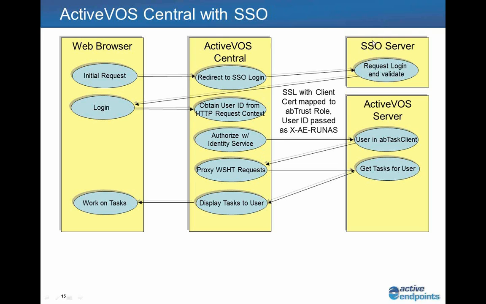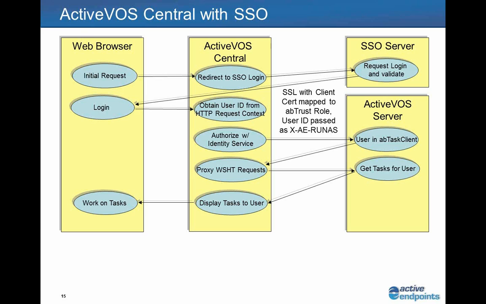With the single sign-on server, there's this new party. When there's a redirect to the single sign-on, I didn't show all the steps here, but it validates the right person with the login. Then all that ActiveVOS Central knows is essentially the user ID, who I'm working on behalf of, and that is passed to the server in a special new header called run as, saying, I'm working on behalf of this person, and I am ActiveVOS Central, so you can trust me.